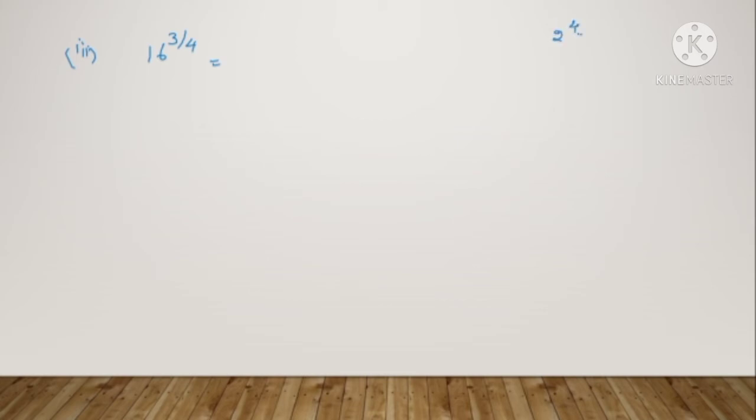So let us try with 2 power 4. 2 power 4 means 2 into 2 into 2 into 2. 2 2s are 4, 4 2s are 8, 8 2s are 16. Yes, of course. So we can write it as 2 power 4 the whole power 3 divided by 4. So 4 and 4 get cancelled. We have 2 cube. What is 2 cube? 2 into 2 into 2. 2 2s are 4, 4 2s are 8. So the answer is 8.